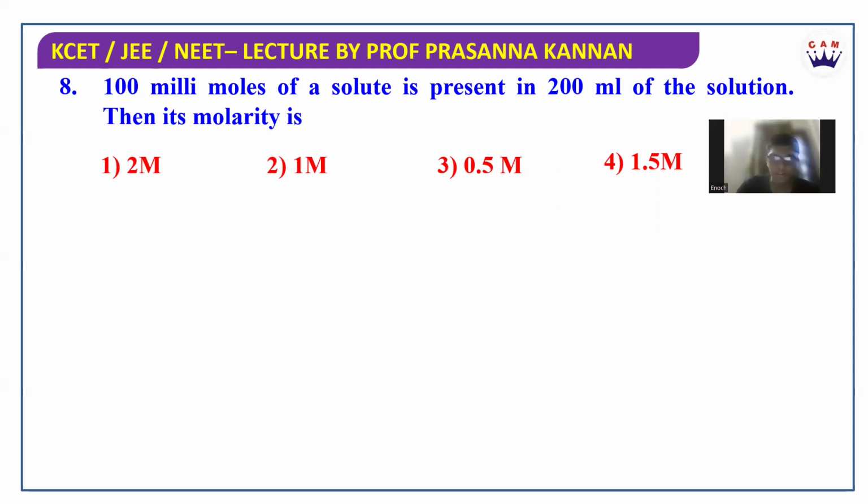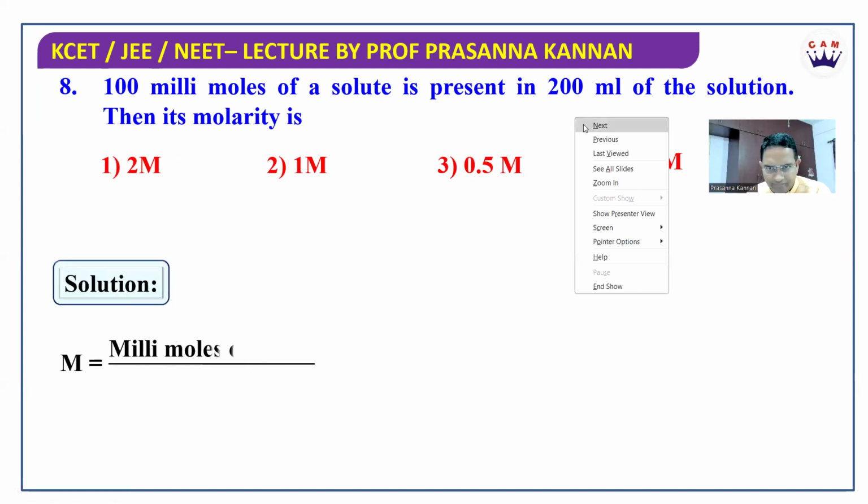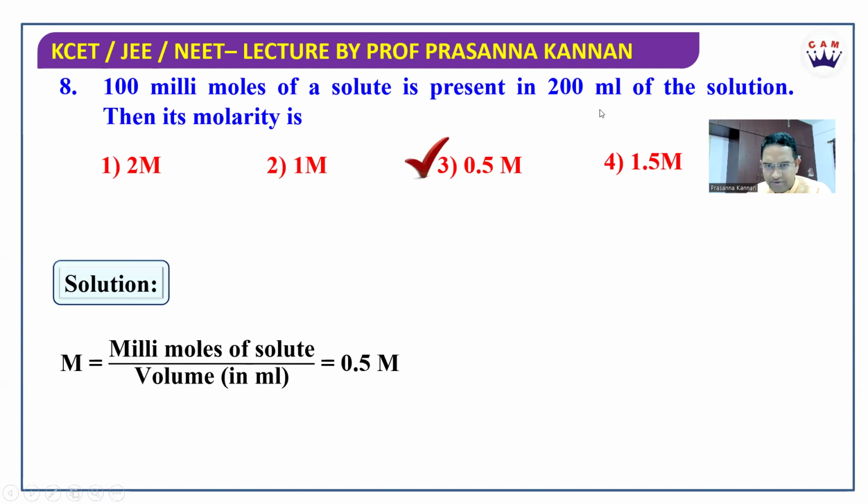So it will be 100 into 10 to the power minus 3 because milli, and at the bottom will be 200 into 10 to the power minus 3. Or you can say, you can multiply 1000 in the numerator. Yes, that's correct. So answer will be 0.5 molar. Perfect. Very good, Enoch.